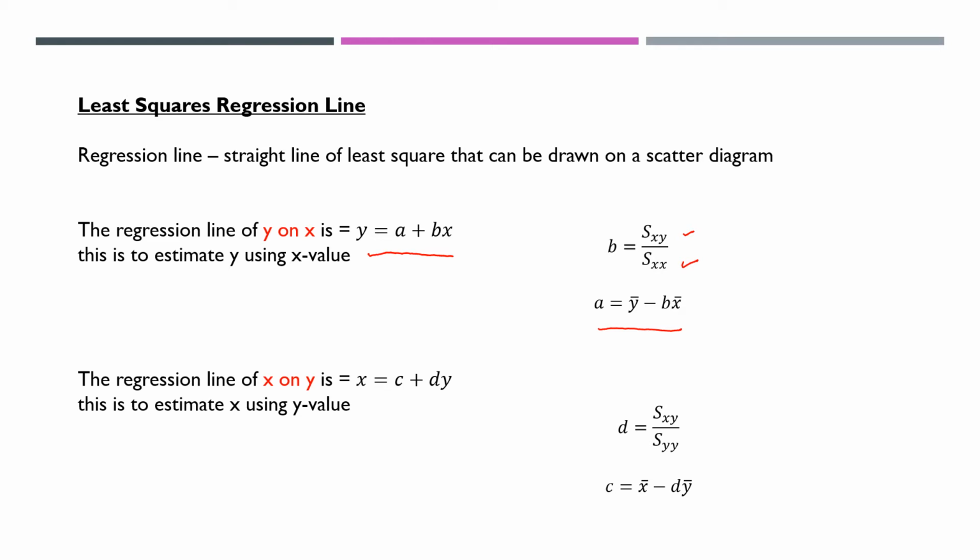If it is x on y, that means you are going to estimate x using the y value. So the formula is x equals c plus dy. And because c and d are unknown, I have to find them. So this is the formula to find d, Sxy over Syy, and c equals the mean of x minus d times the mean of y.